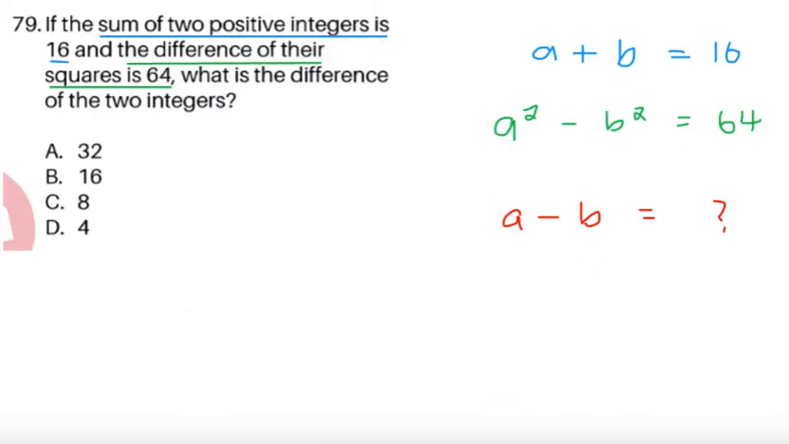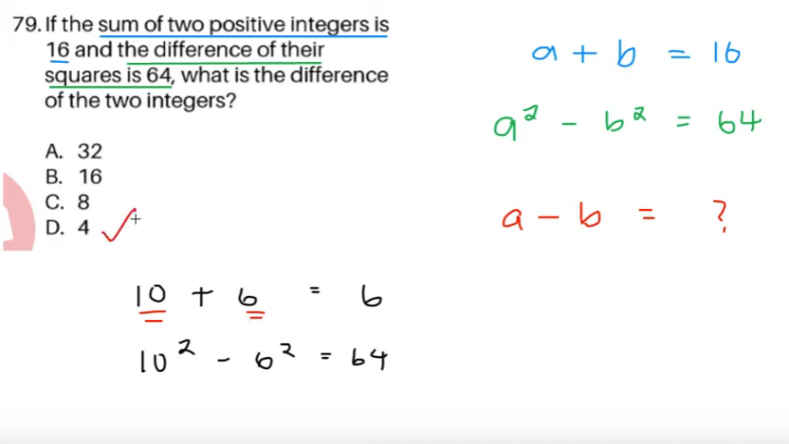Next, item 79. If the sum of two positive integers is 16 and the difference of their squares is 64, what is the difference of the two integers? Now, one can simply do trial and error, and I think it's pretty obvious enough. If I tell you that 10 plus 6 equals 16, and then 10 squared minus 6 squared is indeed 64, you would agree that a is 10 and b is 6. So a minus b should equal 4. And indeed, it is correct that a minus b is equal to 4.